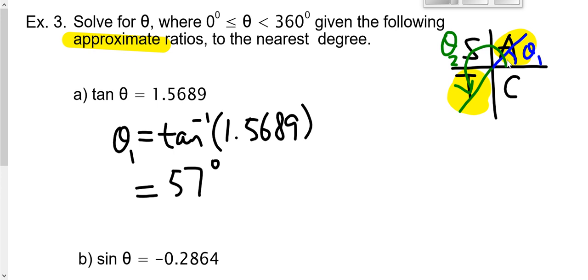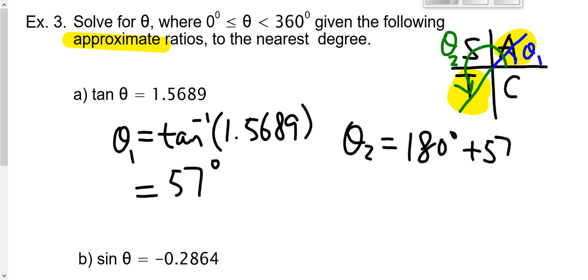We know that this is 57 degrees. What would be this whole thing here? If the reference angle is 57 degrees here, then 180 plus 57 will give you theta 2. So 180 plus 57 degrees. Add them up, that gives you 237 degrees.